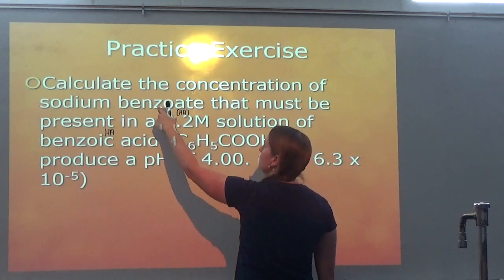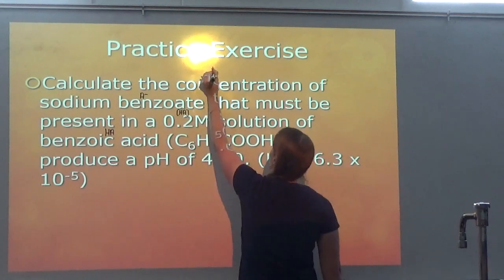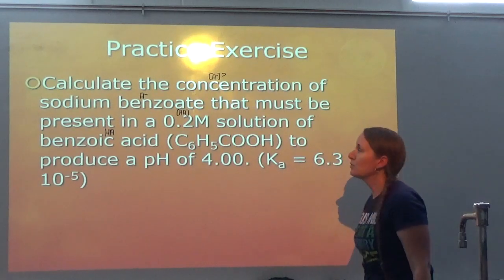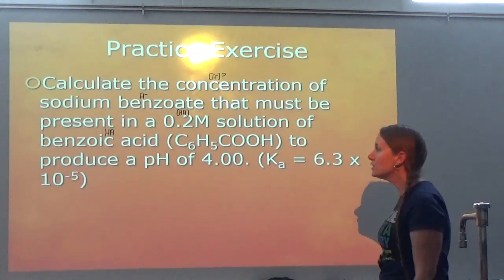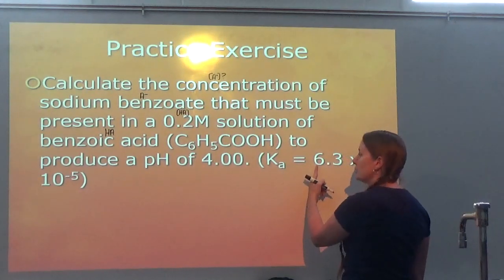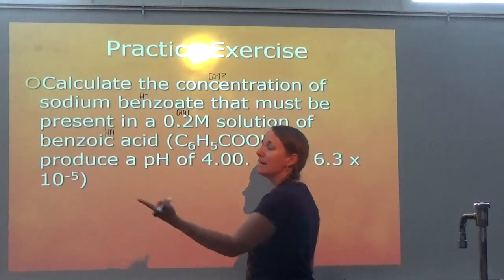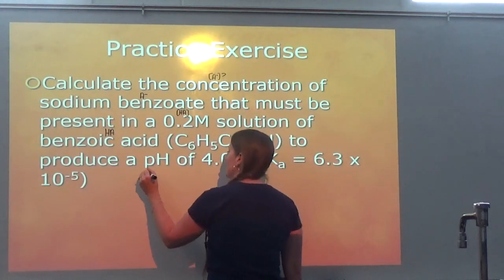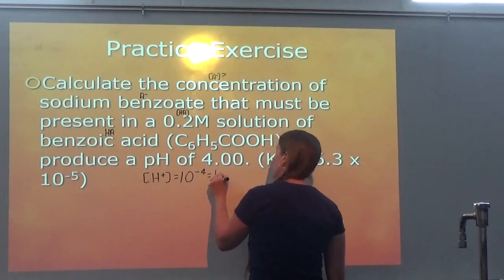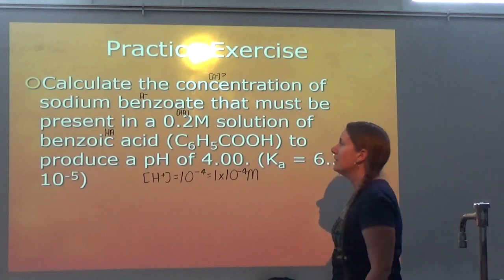All right, sodium benzoate, that is my A minus. So in other words, I'm looking for A minus. That's what I'm looking for. It tells me the pH is 4 and the Ka is 6.3 times 10 to the negative 5. So from pH, I can get to H plus. H plus is 10 to the negative 4, which is 1 times 10 to the negative 4 molar. And then I just plug in.